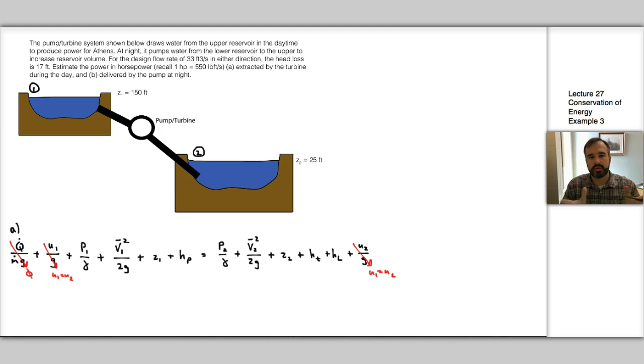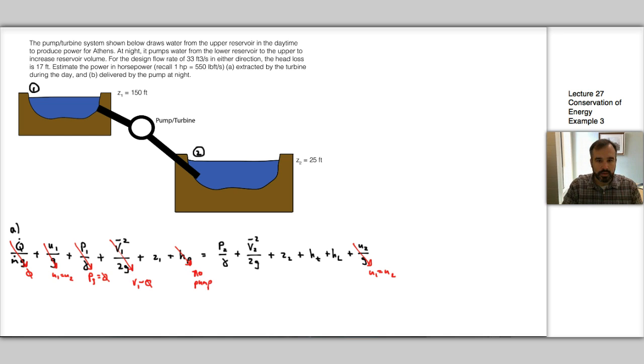Pressure, well, the pressure at 1 is a free surface. It's at atmospheric pressure, which is 0 gauge. So this is 0, P gauge is 0. Just like in the previous video, when we move to the velocity, if we work from that free surface, we assume the reservoir is large relative to the 33 feet cubed per second going through the pipe, then the velocity at 1 is going to be 0. So this term goes to 0, so V1 is approximately 0. Z1 we know, so we don't need to worry about that. And then HP, well, in this case there is no pump. We're just looking at the turbine side.